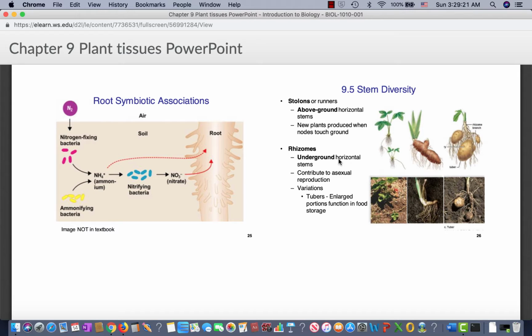Rhizomes are the same thing, but underground, and this is another means by which a plant can reproduce asexually. There are entire forests that are one tree that has just formed vast networks of these rhizomes. If I'm remembering correctly, this particular forest is like the second largest organism on the planet.